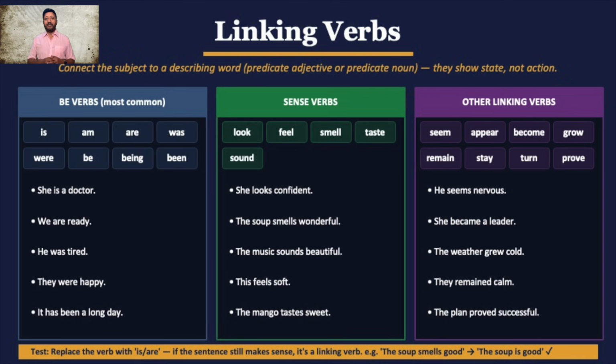Then there are the other linking verbs. For example, he seems nervous. She became a doctor. Understand this. Replace the verb with is or are. If the sentence still makes sense, it's a linking verb. Example, if you say the soup smells good, you could also remove smells and add is. The soup is good. Therefore, it tells us very clearly that smells is a linking verb.